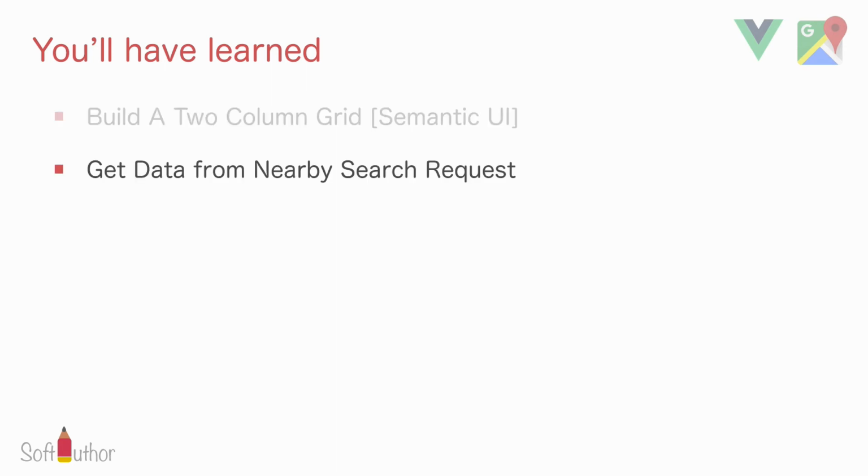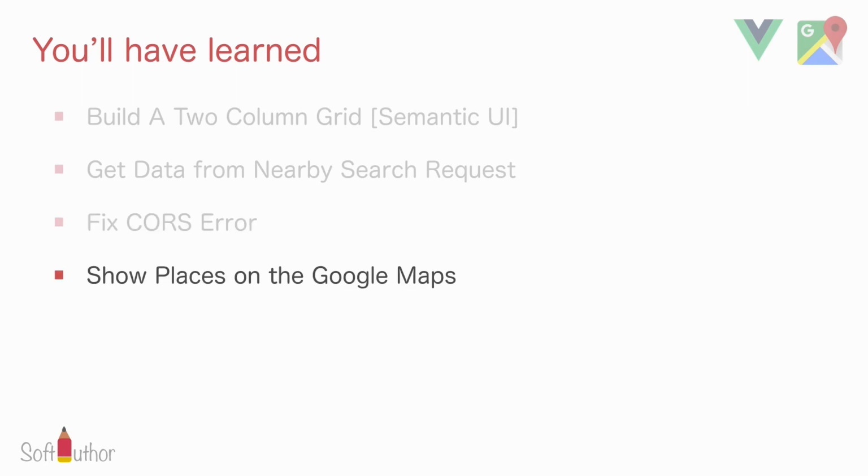And by the end of this module, you will have learned how to build a 2-column grid layout using Semantic UI CSS framework, how to get places data from nearby search request API, as well as how to fix course error. After that, how to display places data in a list format as well as on the map using markers.